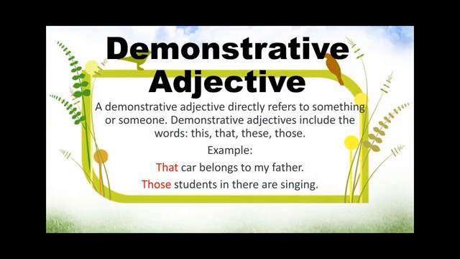Demonstrative adjectives refer directly to something or someone. They point at. There are usually 4 in number: this, that, these, and those. This and these point at things that are close to you. That car belongs to my father. Of course, the car is singular and it is far from me, so I point at it and say, that car belongs to my father.